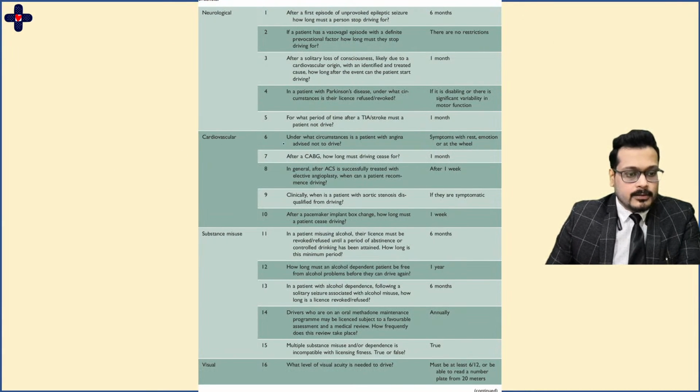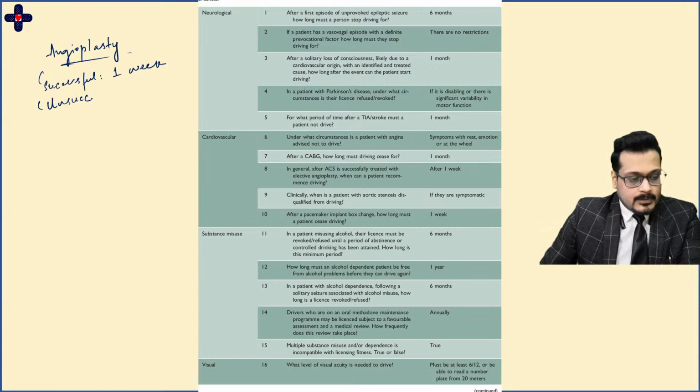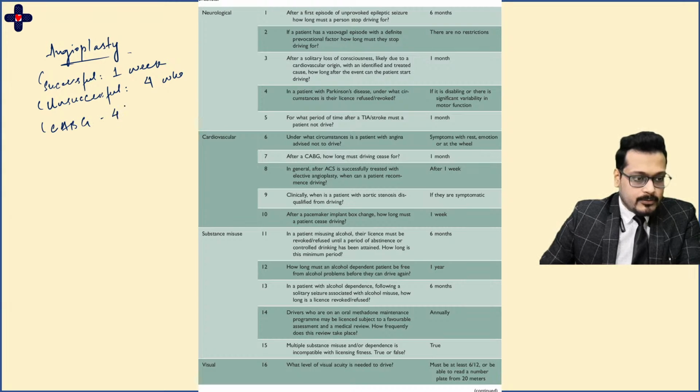If you look over here, don't worry if you can't see right now. For angioplasty, it's very simple. It will only be two things, 1 week or 4 weeks. Okay. If the angioplasty is successful, you have to stop the patient from driving for 1 week. If it is unsuccessful, then you have to stop the patient for 4 weeks. Okay. That's how it is. Also, in cases of CABG, if it's a surgical case, you have to stop the patient for 4 weeks.